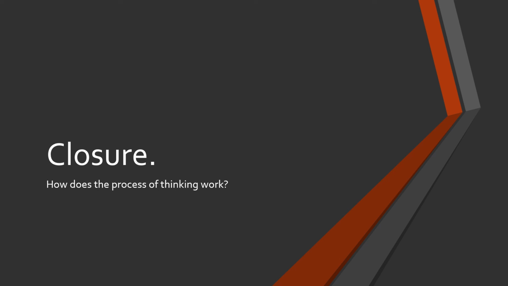All right, in our closure, how does the process of thinking work? Think about some of the methods and some of the elements of thinking, some of the things we talked about, like prototypes, and think about how different people think, or different ways that people can think about problems, or even thinking in general, and that'll help you with the questions.